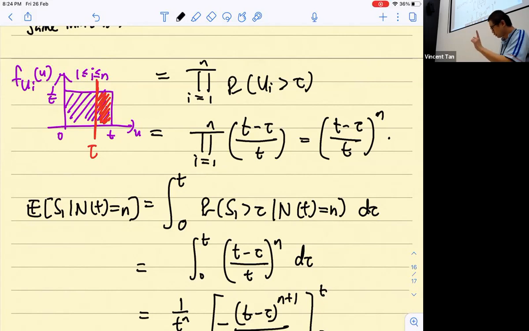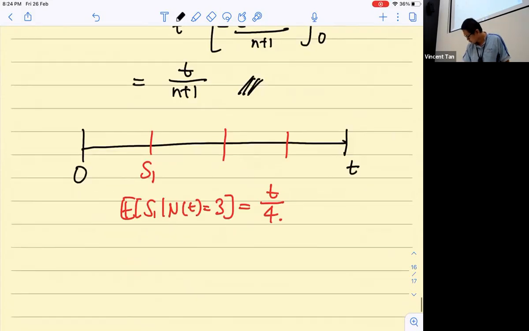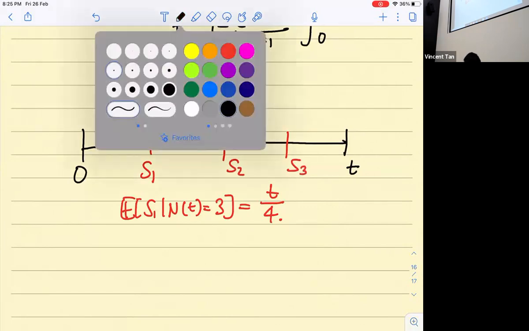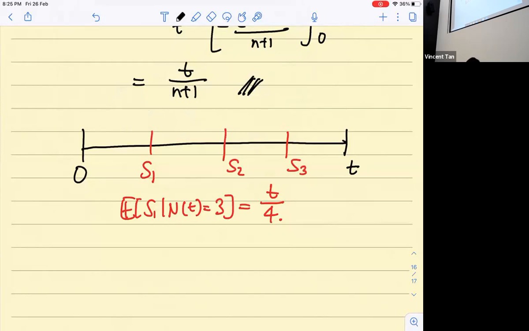Okay, so now if the first goal here, the first arrival is at t over 4, when is the expected value of the second arrival? Let's do that. So look at this. We can easily get the, okay, what do you think is the second arrival? Okay, I think it's t over 2. And this is 3t over 4. Let's prove this. Let's prove that the expected value of S2 is what we think it is. How do we do this painlessly? That means no pain.